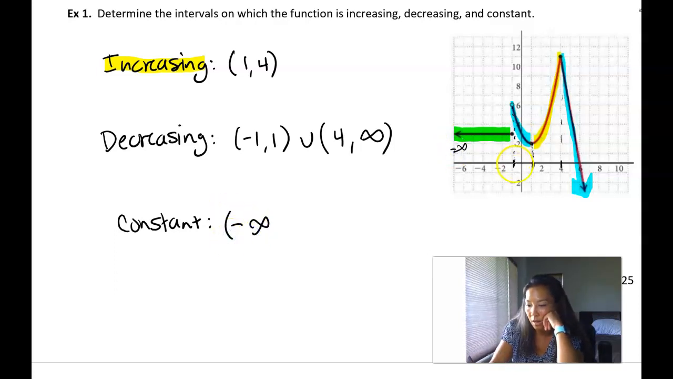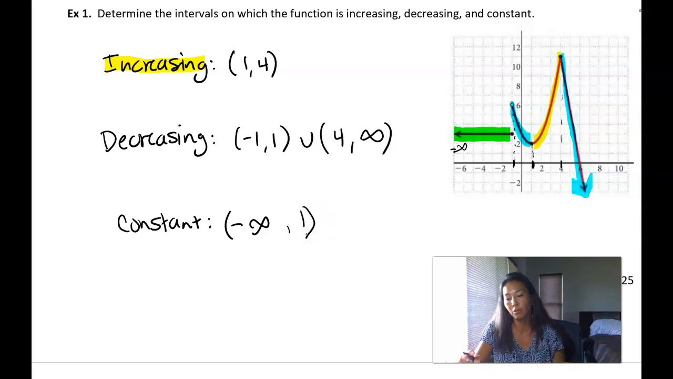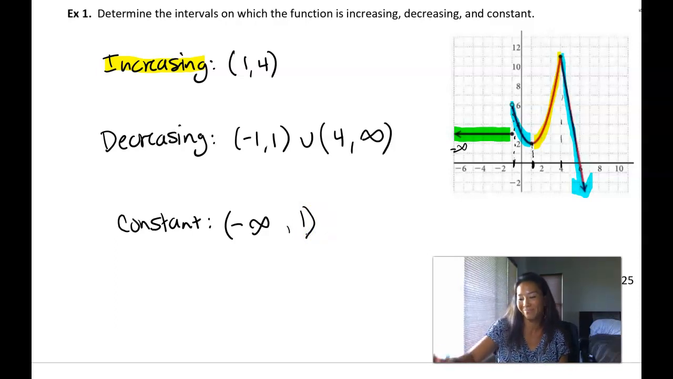And then it ends at 1. But there is a closed circle. But remember, we're not going to talk about endpoints on intervals that are increasing and decreasing. Okay, the endpoints don't count here. So it's constant from negative infinity to negative 1.